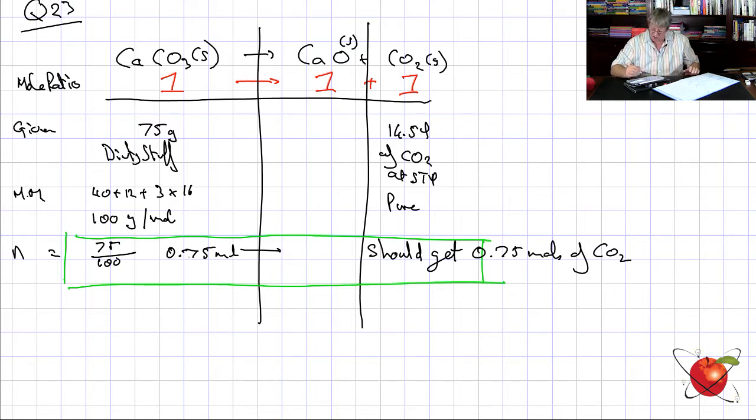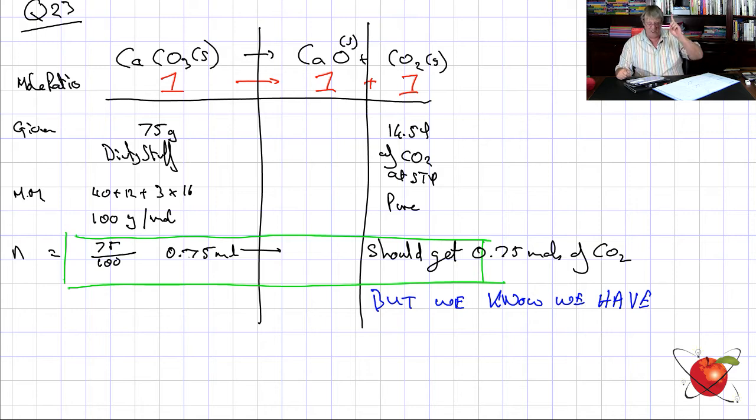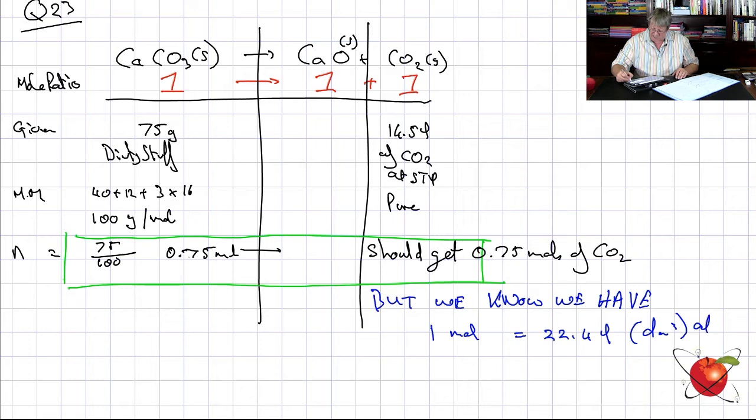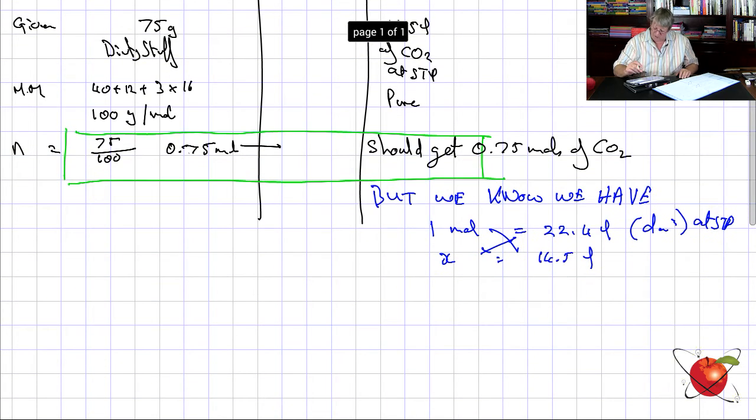I'm going to go to blue. I'm going to say, but we know we have 14.5 liters of CO2 at STP. 1 mole equals 22.4 liters or decimeters cubed at STP, correct? Therefore, we need the number of moles, and we know we've got 14.5 liters. So we cross-multiply, don't we?